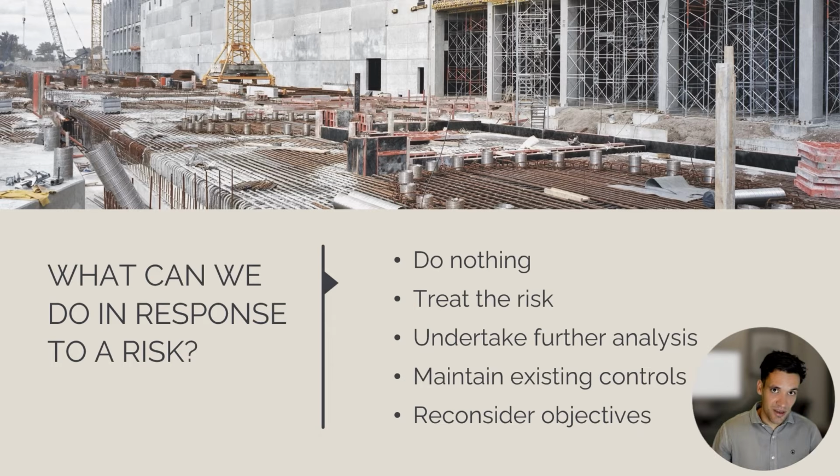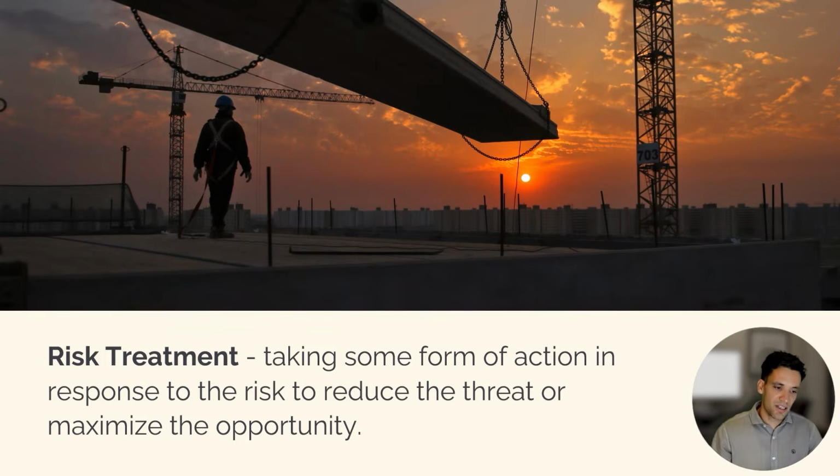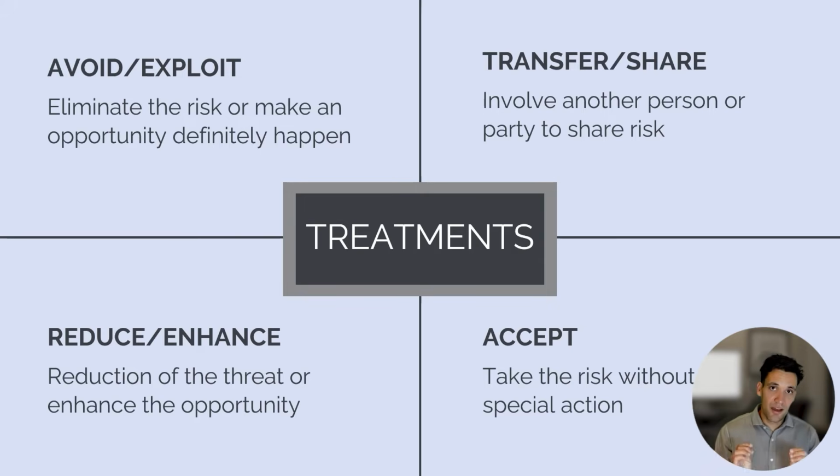We can undertake further analysis and investigation. Maybe we decide we don't have enough information to perform a proper judgment or proper significance analysis. If we've already got some controls in place, we can simply maintain the existing controls. Or in certain circumstances, we can actually reconsider the objectives of the project. So we can change what we're choosing to focus on and how we're defining project success. A risk treatment is taking some form of action in response to the risk to reduce the threat or maximize the opportunity. This is the essence of project risk management. If we're not treating our risks, if we're not doing anything about them, none of what we've done so far matters. Okay, so what treatments do we have available for any risk?